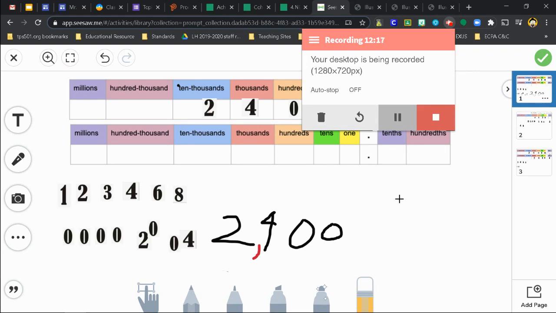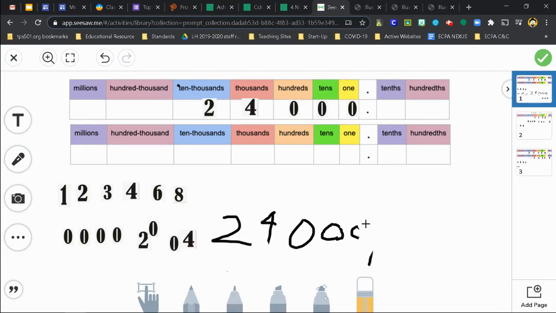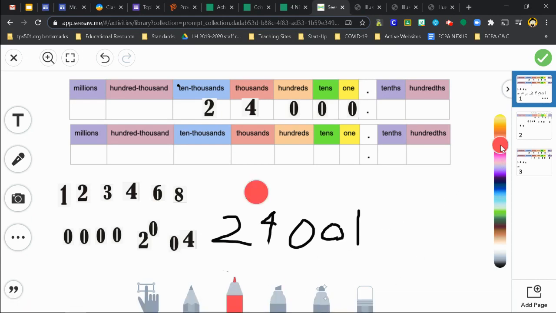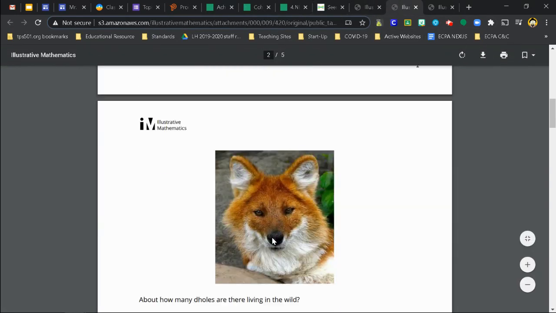For example, let's say it was 24,001. Now what? Are you gonna cross out the one? No, you can't do that because then it's a different number. So the whole crossing out thing doesn't quite vibe. It can be a helpful tool to get you to the answer. In this case, it certainly did.